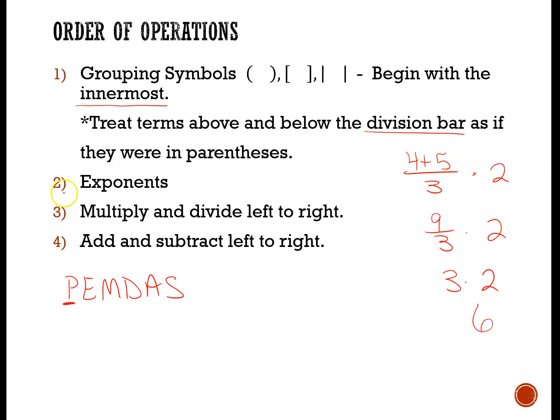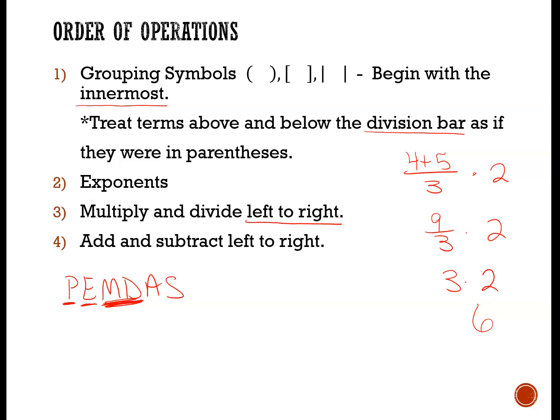So number 2 is exponents. Anytime you have exponents, that's what you would do second. Third, you multiply and divide. Now this is what I was referring to over here. When you multiply and divide, it's in order left to right. A lot of people, when they learn PEMDAS, think they should always multiply before they divide, which is not the case. Those are on the same step. You just work them left to right.